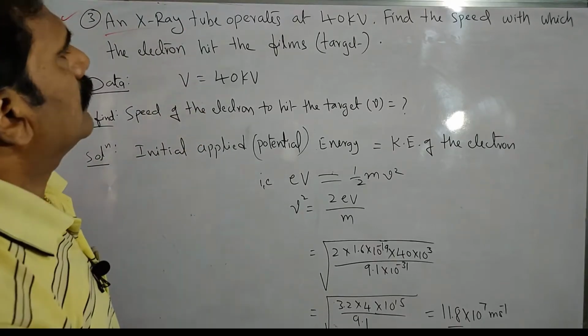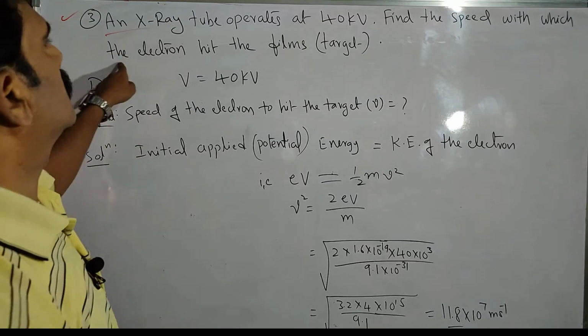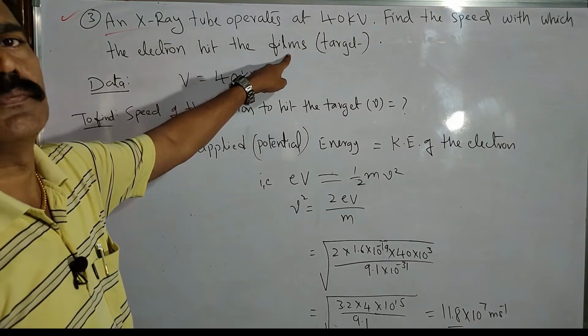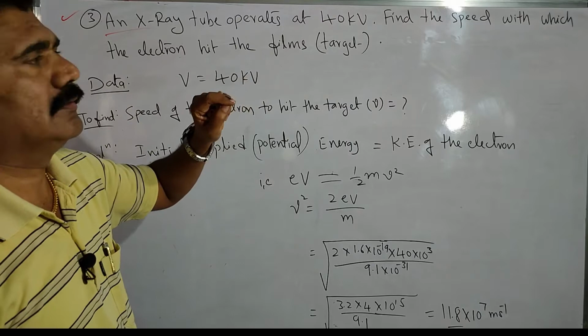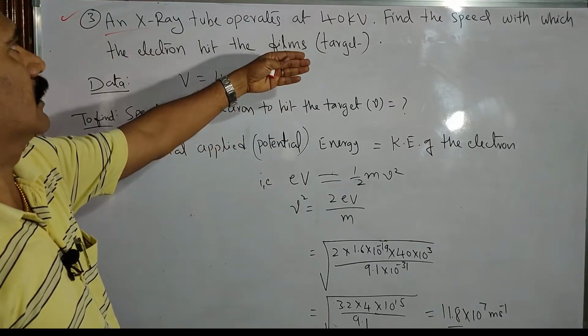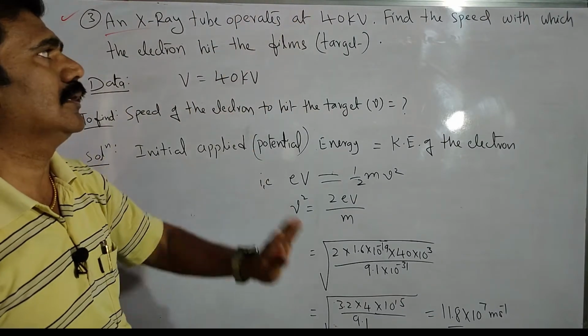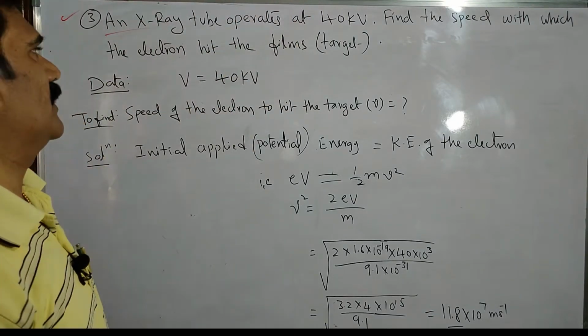An X-ray tube operates at 40 kilovolts. Find the speed with which the electron hits the target. That means, with what speed the electron has to hit the target when the X-ray tube operates at a potential of 40 kilovolts to produce the X-rays. That is the question here.